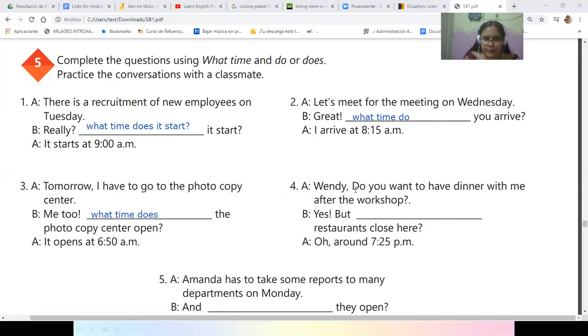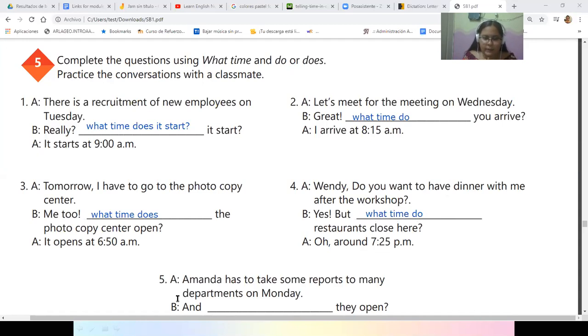Number four. Wendy, do you want to have dinner with me after the workshop? Yes, but what time do or does? Do because it's plural. Exactly. Look, auxiliary do because restaurants es el sujeto y restaurants is plural. What time do restaurants close? ¿A qué hora cierran los restaurantes?